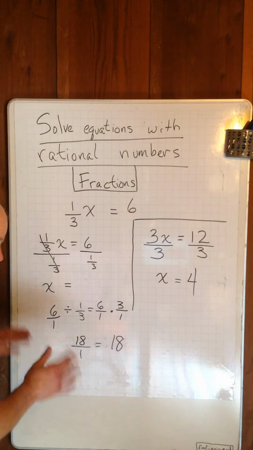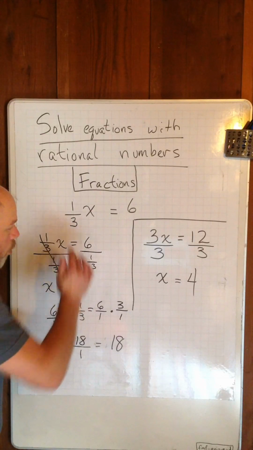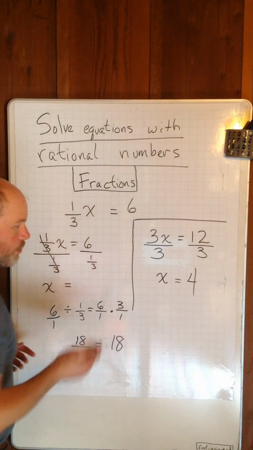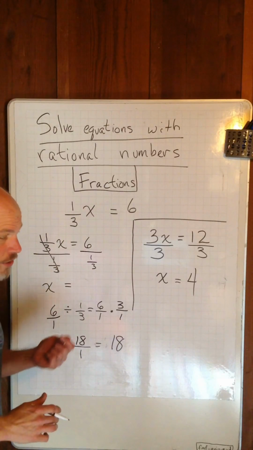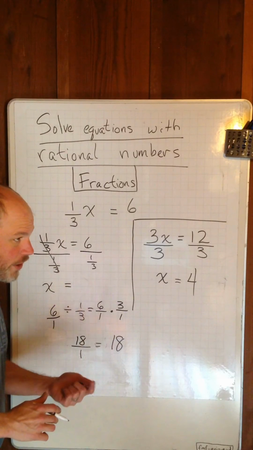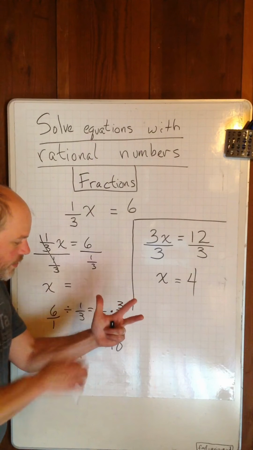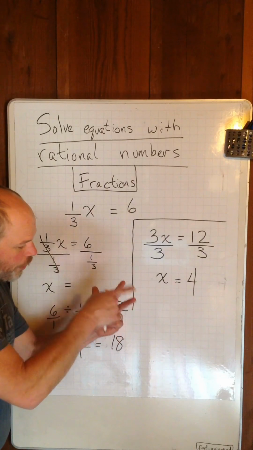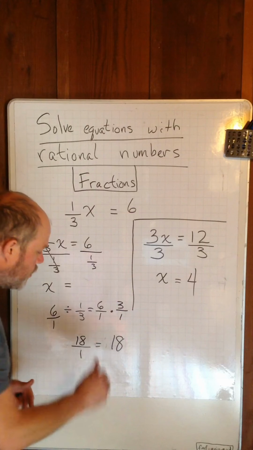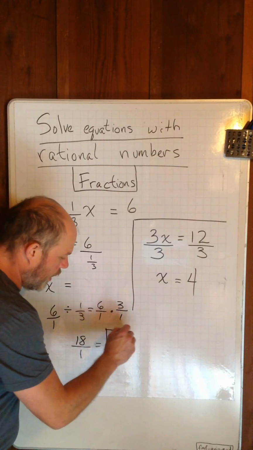Now, I should go back and check. Is 1/3 of 18 6? Well, let's think about it. Let's count by 6's together. 6, 12, 18. It is. 6 is 1/3 of 18. So, we verified our answer is correct.